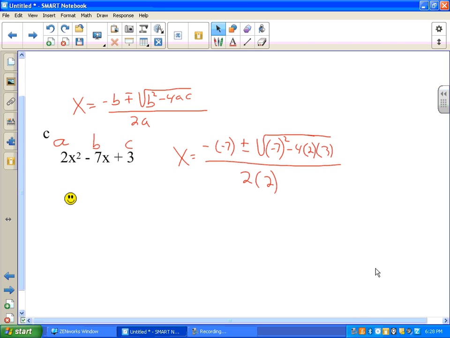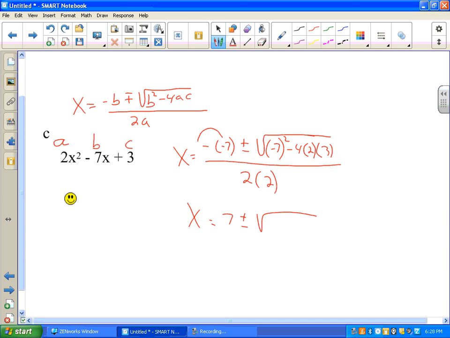I plugged in the numbers quickly. Now you remember that the negative of a negative is just a positive 7 plus or minus the square root. Negative 7 squared is 49 minus 4 times 2 is 8 times 3 is 24 all over 2 times a, 2 times 2 is 4.